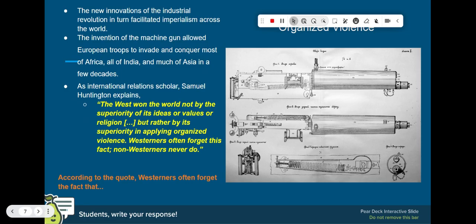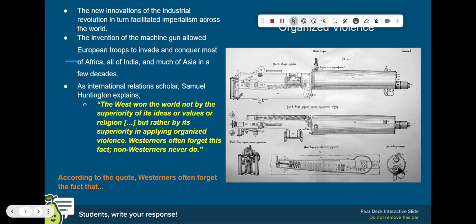New innovations of the Industrial Revolution, in turn, will facilitate imperialism across the world, meaning it's going to help imperialism. Most importantly, the invention of the machine gun is going to allow European troops to invade and conquer most of Africa, all of India, and most of Asia in just a few short decades.